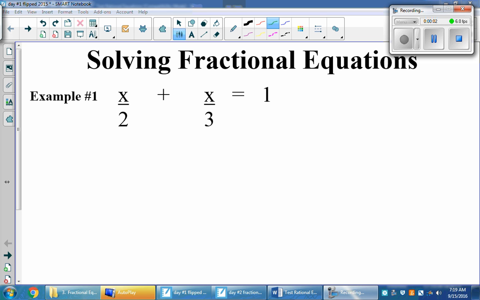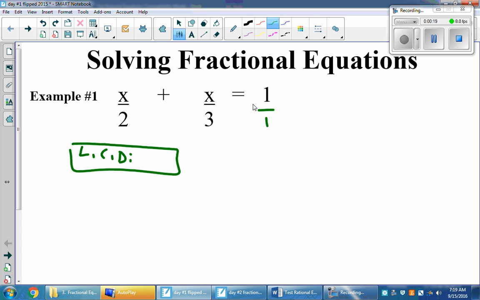All right, solving fractional equations. So example 1, x over 2 plus x over 3 equals 1. First step, make everything a fraction. Okay? Next thing, find your LCD. What is your common denominator between all of your denominators? 2, 3, 6, 1. It's going to be a 6.